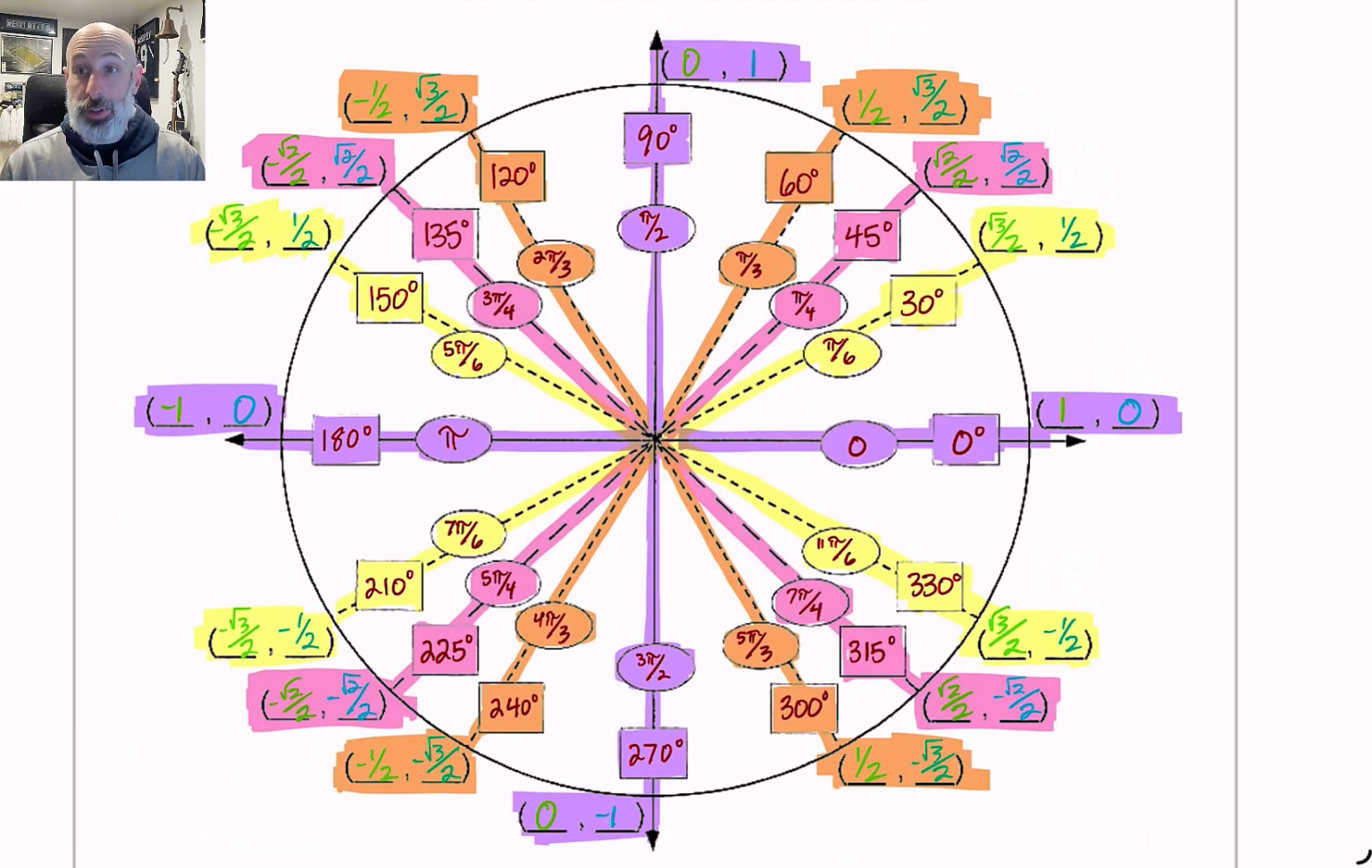Now, full disclosure, this is not the way I learned these values. My teacher gave me a table. We looked for patterns in the table, which I could show really quick. And I just kind of memorized them that way. Let's take a look at the way I learned it as well.